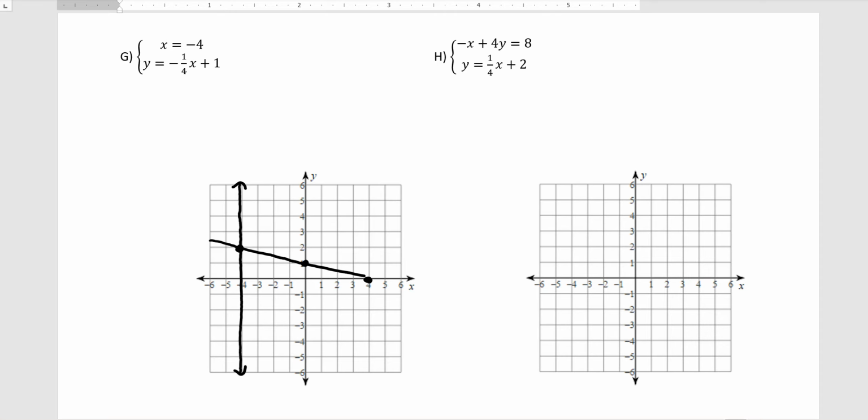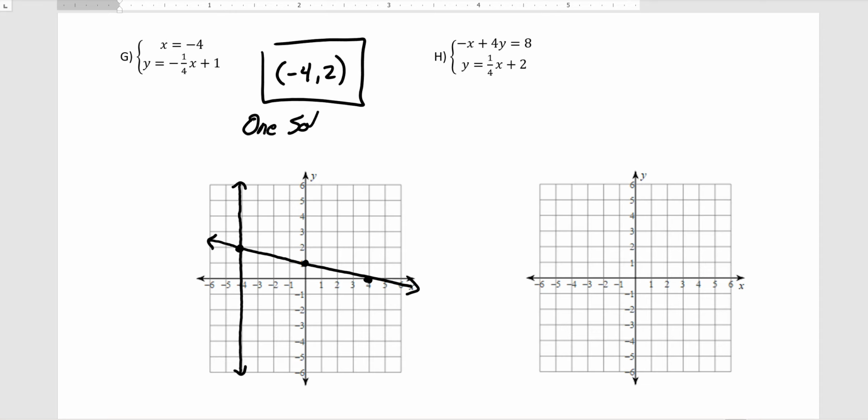Let me go ahead and finish graphing my line. Remember to graph that line all the way. Make sure that's showing your work here. And my solution is negative 4, 2. And as I said earlier, there is one solution.